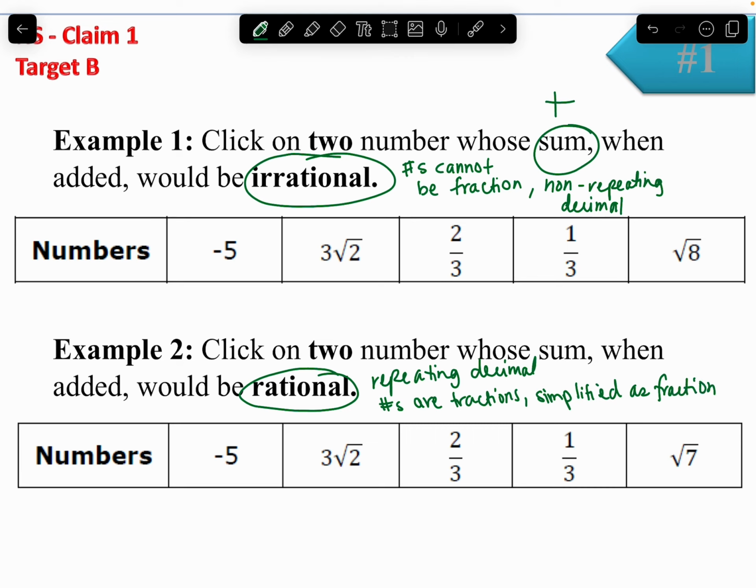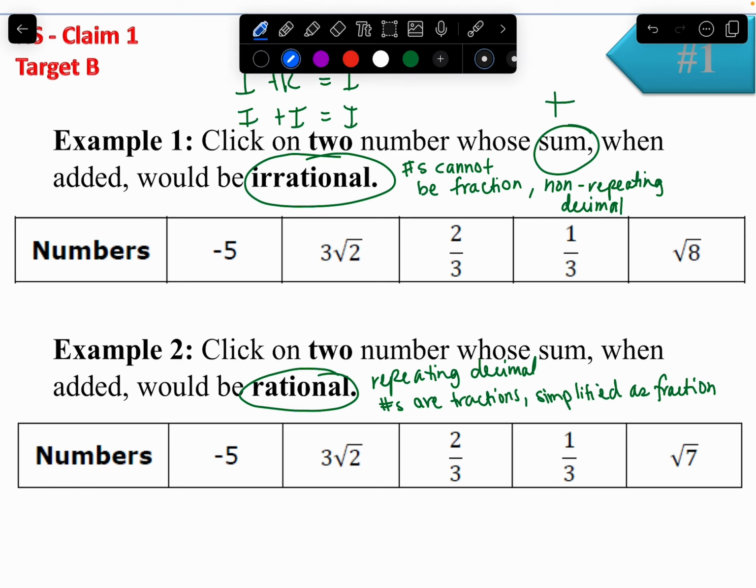So the trick in doing these problems is just labeling each of these numbers. To remember, if there's a sum, irrational plus rational is irrational, I plus I equals I. So let's label each one. We know -5 is a rational number because it can be written as a fraction.